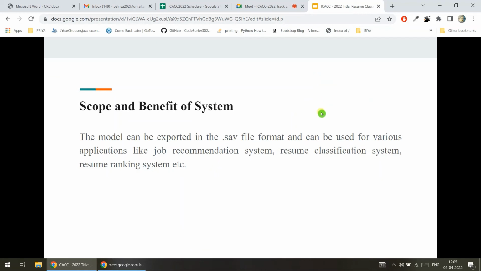So, scope and benefits of the system. We can export the model, and this model can be used for several other job-based applications, for example, a resume ranking system and a resume verification system.